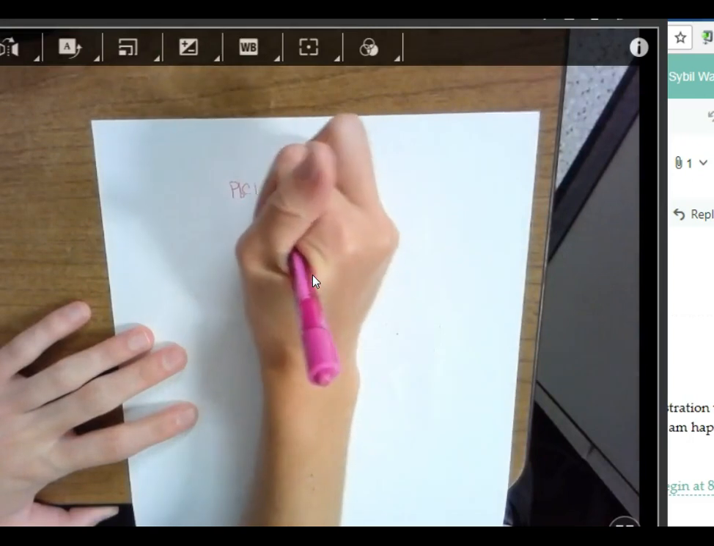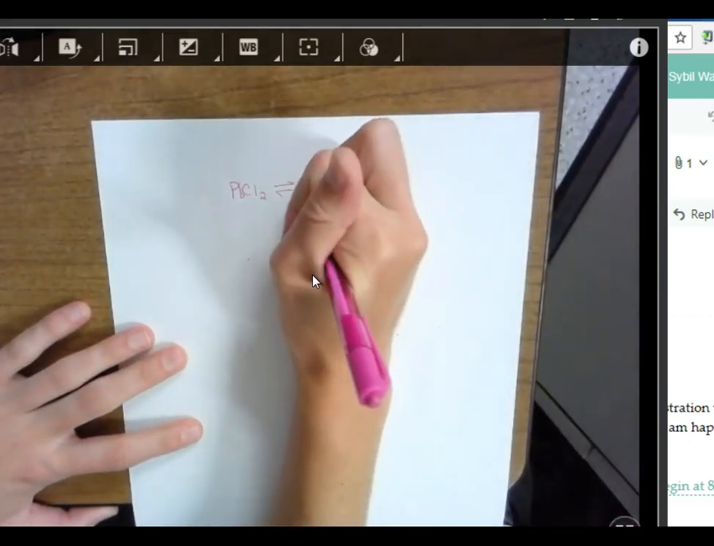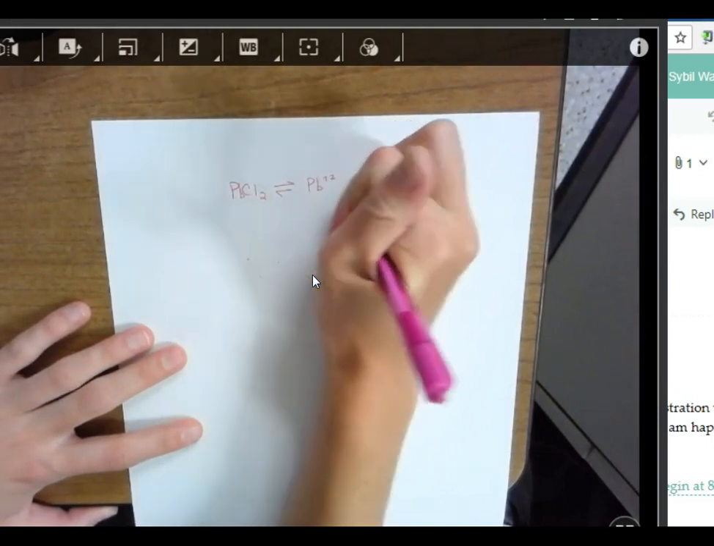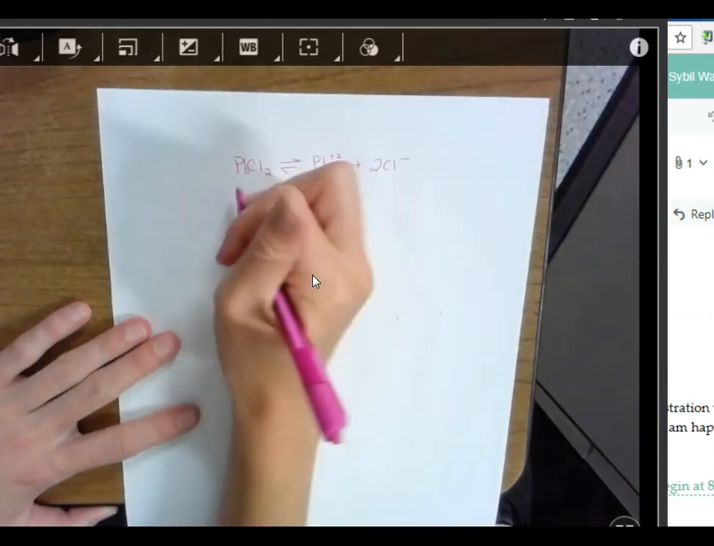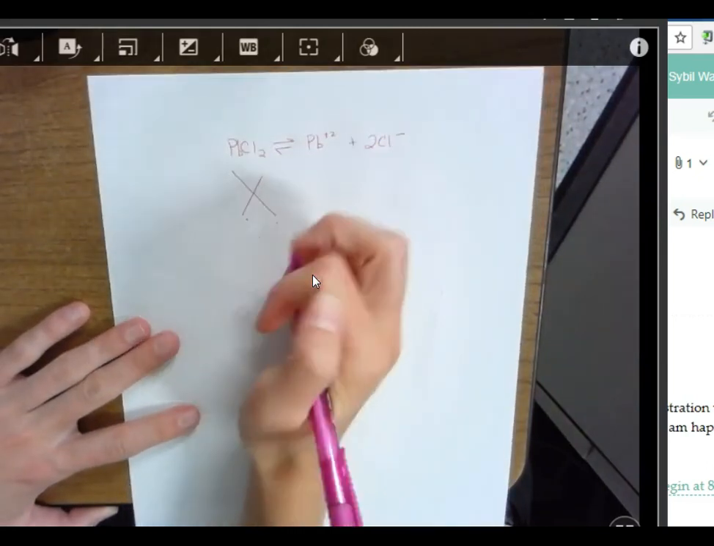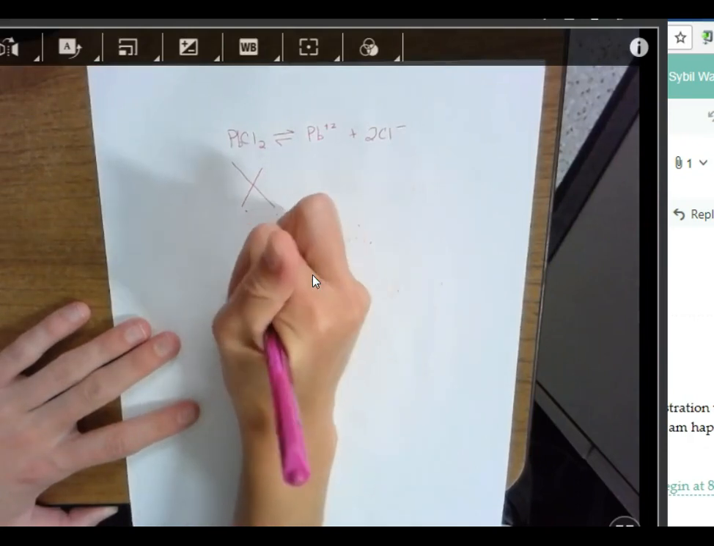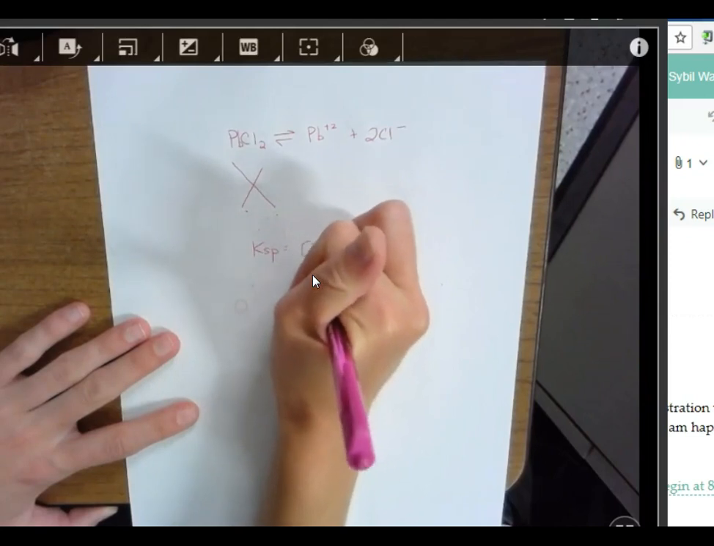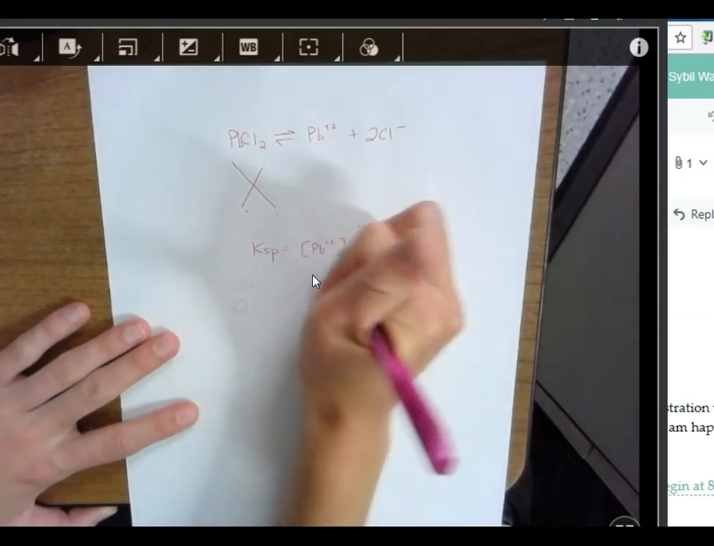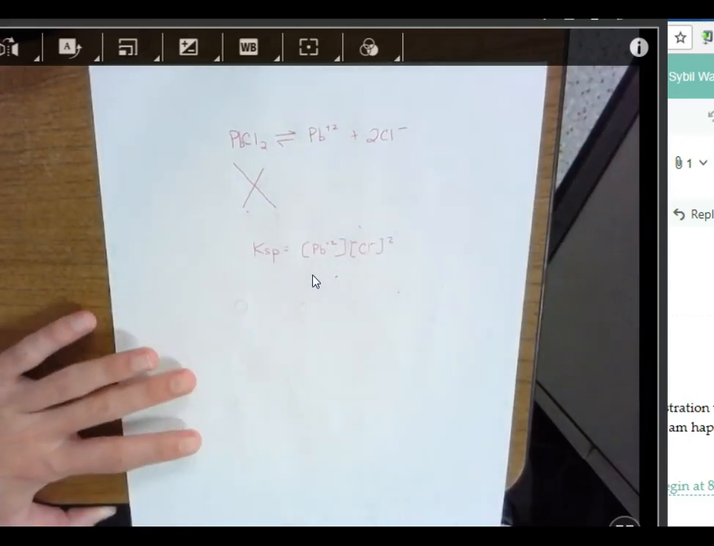So there's my lead chloride. Always with KSP, that's your only reactant. Double arrow, lead plus 2. And we're going to make 2 chlorides out of that. This is a solid, so it's not involved in my RICE table. Okay, I'm also going to go ahead and write my KSP expression. So KSP equals my lead plus 2 and my chloride to the second power.